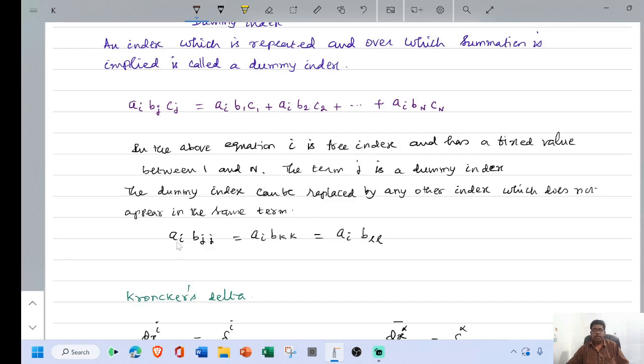See that we may replace the dummy index by some other index. The necessary condition is that the substituting index does not appear in the term previously. Say here, ai bjj is equal to ai bkk equal to ai bll. Say this is a dummy index, bjj is a dummy index. This dummy index is replaced by another index, bkk. Then the bkk can also be replaced by bll. Anyway, this dummy index in bjj can be replaced either by bkk or bll, but the meaning is the same.